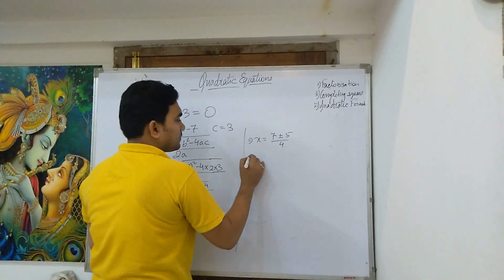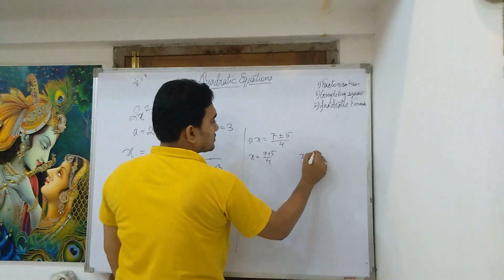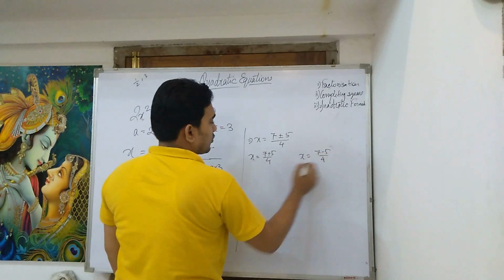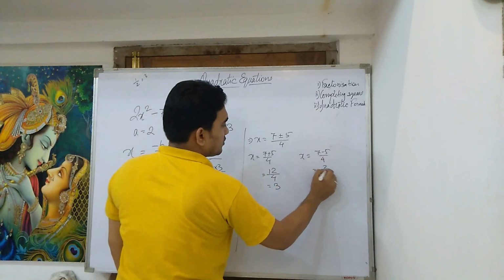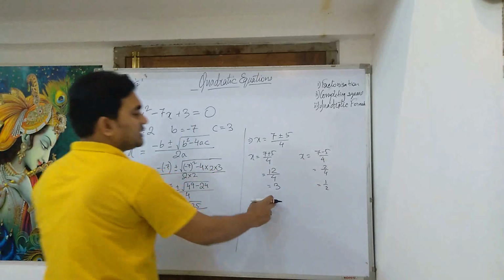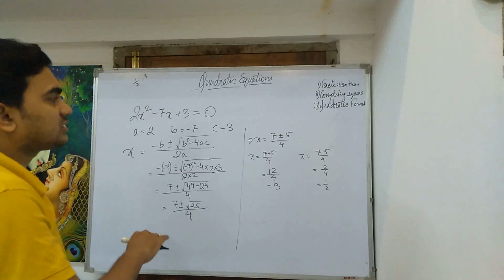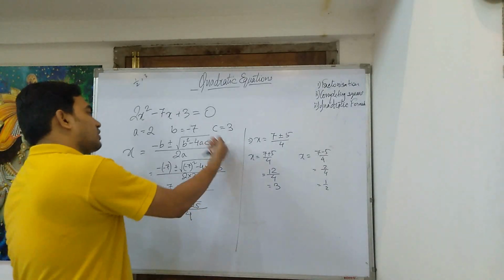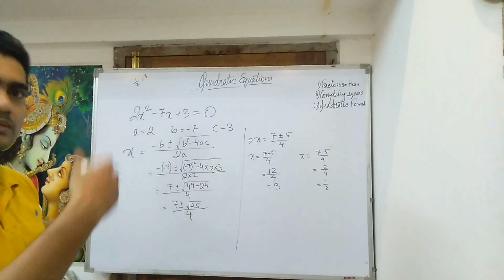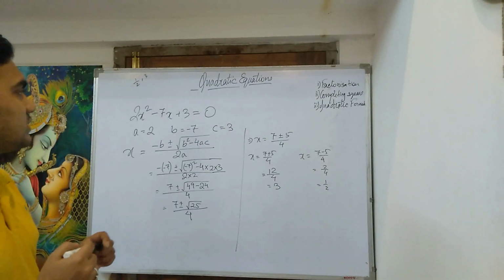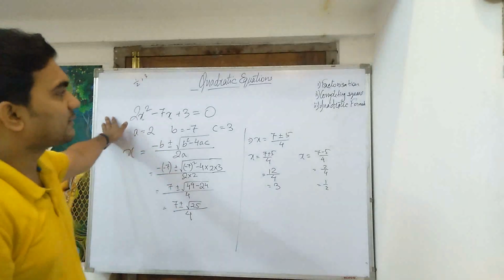Now we split it. x equals 7 plus 5 by 4, x equals 7 minus 5 by 4. 12 by 4 is 3, 2 by 4 is half. So these roots match the previous case. So obviously we can see that the quadratic formula is a shorter process. The factorization process is again a bit shorter, but it's easier. The convenient one is this quadratic formula.